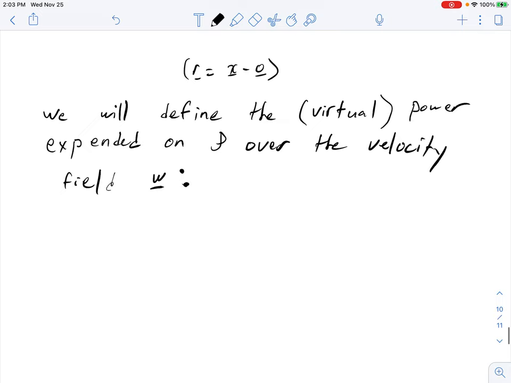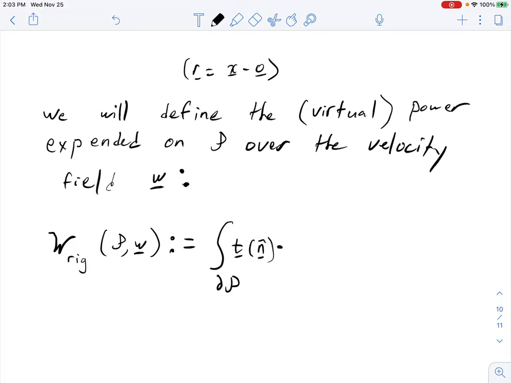All right, so that's going to be W rigid of P and W, and it is defined as the integral over the boundary of the work done by the surface traction plus the integral over the volume of the work done by the generalized body force, so including the inertia.